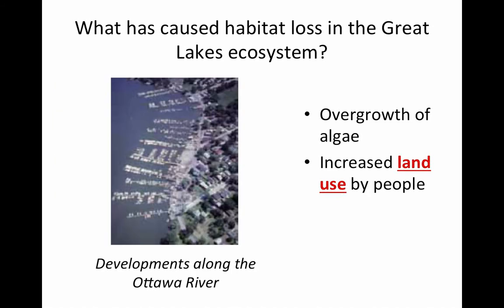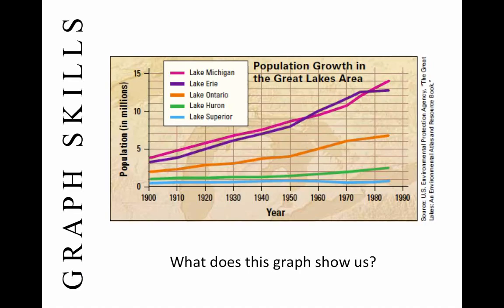In this picture, you can see developments along the Ottawa River in Canada. Here, people want to live along the river so they can keep their boats there. This is great for people, but it's not so great for the habitats along the Ottawa River. Take a minute to look at this graph. What does this graph show us? You can pause this video if you'd like.